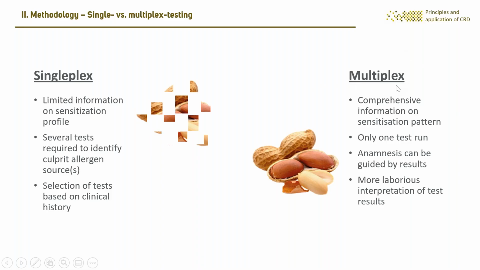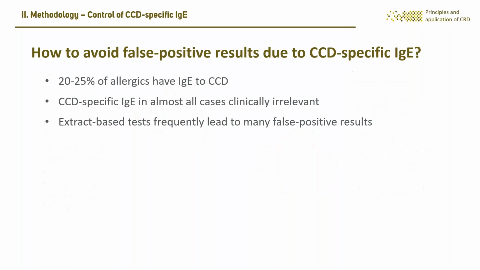On the other side, if you do a multiplex test, the results provide you with very comprehensive information on the patient's sensitization patterns. But to interpret such a test, you need to look into detail into all these links between the allergen molecules in terms of possible cross-reactivities and also the marker allergens. But luckily, there are some possibilities available to assist you with the interpretation.